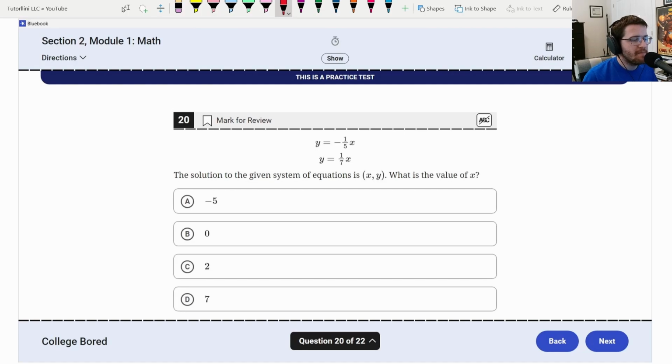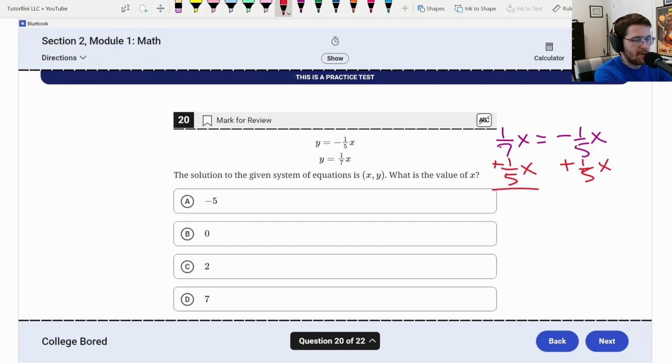Okay, question 20. Doing this one by hand is probably a little silly, but let's go over it anyway. So I see that y is by itself for both of them, so I'm going to use substitution. So 1/7 x equals negative 1/5 x. What I'm going to do is get all the x's to one side, get all the constants to the other. So I'm going to add 1/5 x to both sides.